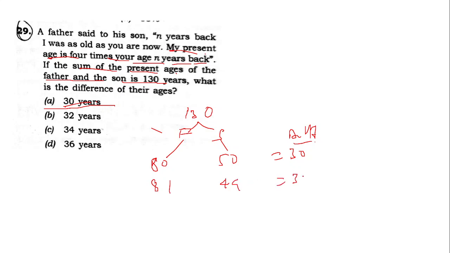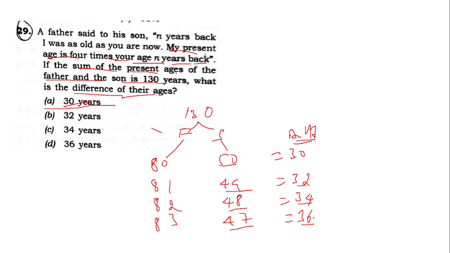What is the difference now? 32 years. Father is 82, 48, the difference is 34. Father is 83, 47, the difference is 36 years. Okay, because 50 plus 30 is 80, 49 plus 32 is 81, 48 plus 34 is 82, 47 plus 36 is 83. So I've taken all the four options, A, B, C, D, all four options I have put here. The difference, because they're asking the difference of their ages, correct?